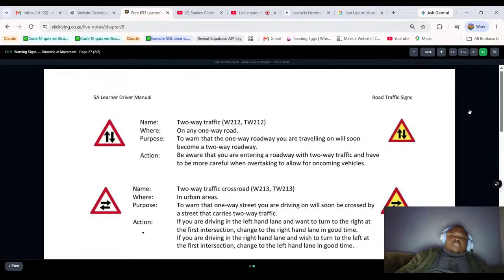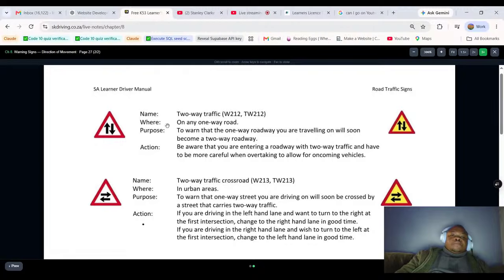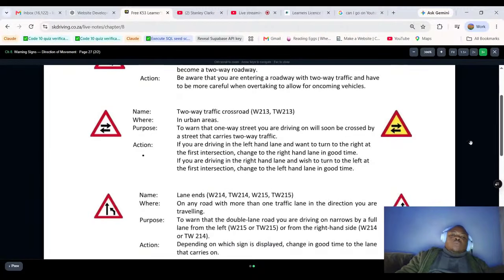Remember, if you cannot see, just flip your phone, orientate your phone to landscape view. And this is a two-way traffic sign. The purpose is to warn you that the one-way road you are traveling will soon become a two-way road.